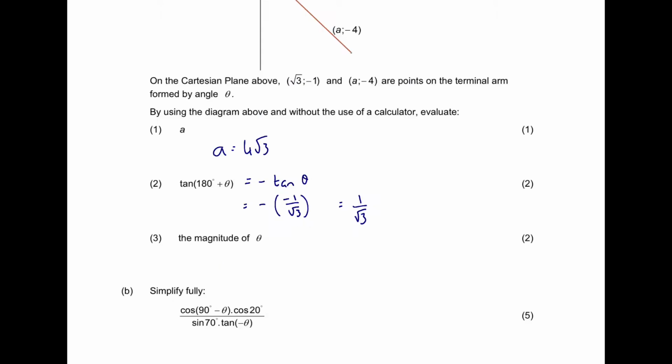And then for question 3, the magnitude of theta, the size of theta. Here you use your special angles as well as symmetry on your graph to get the fact that theta is equal to 330 degrees.